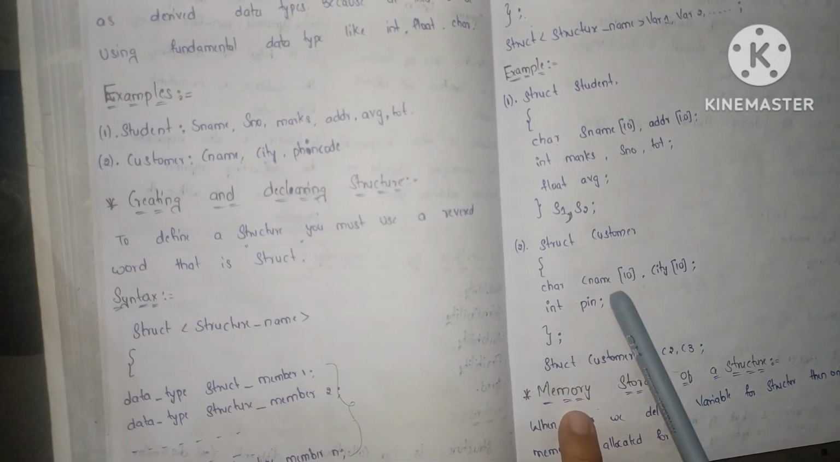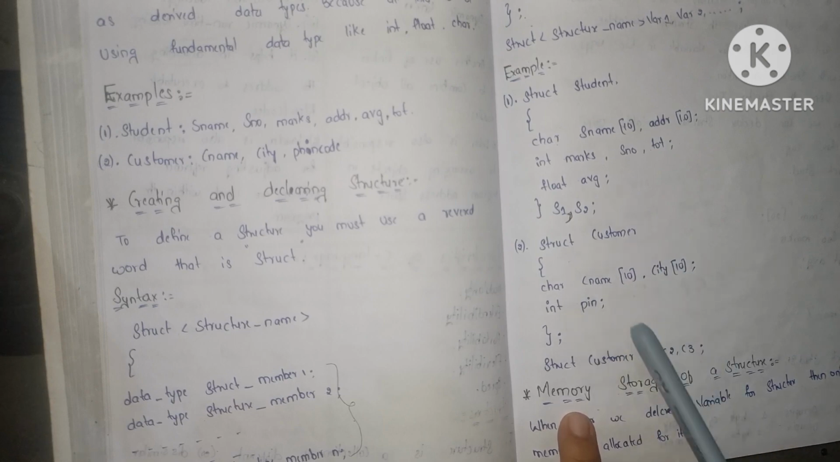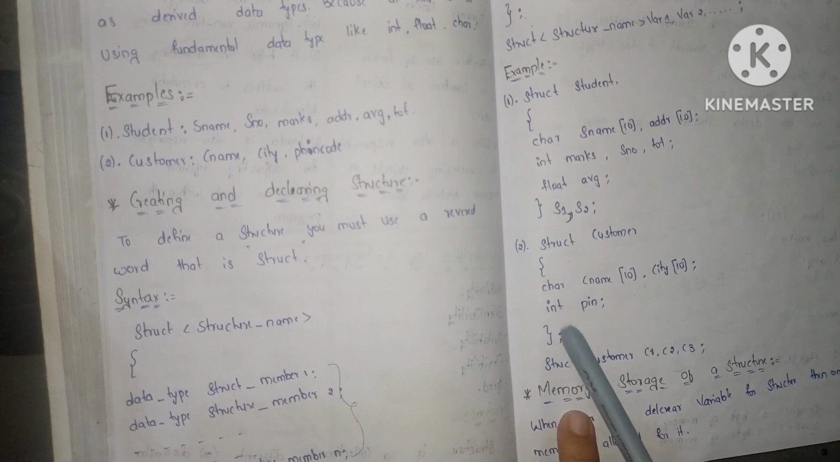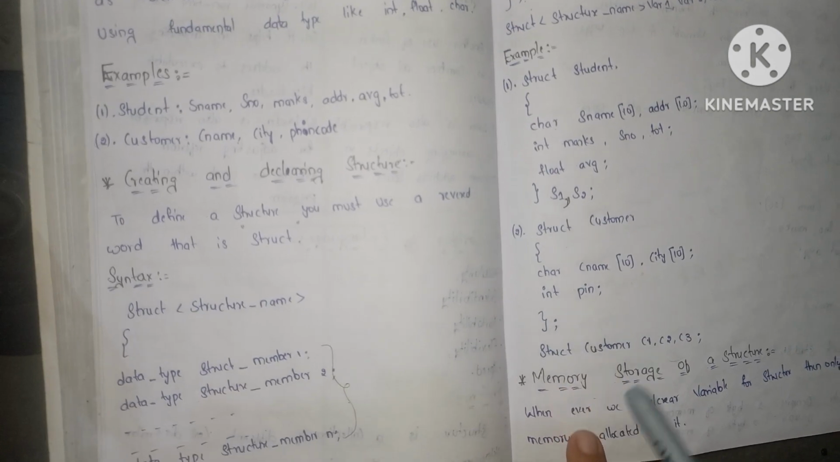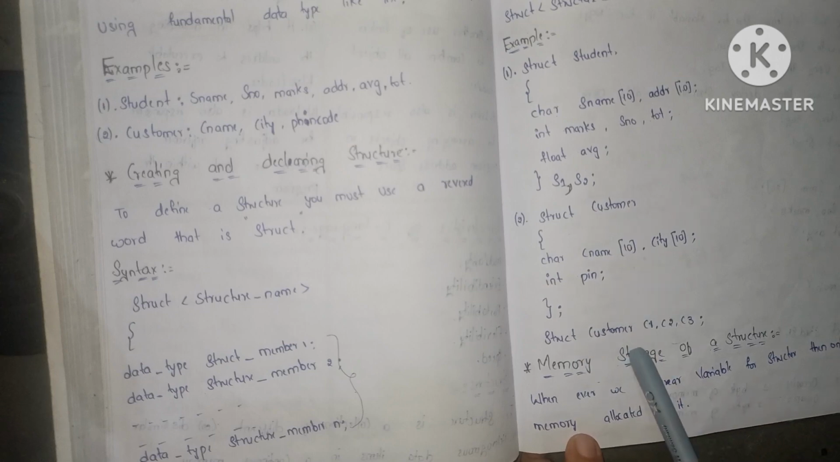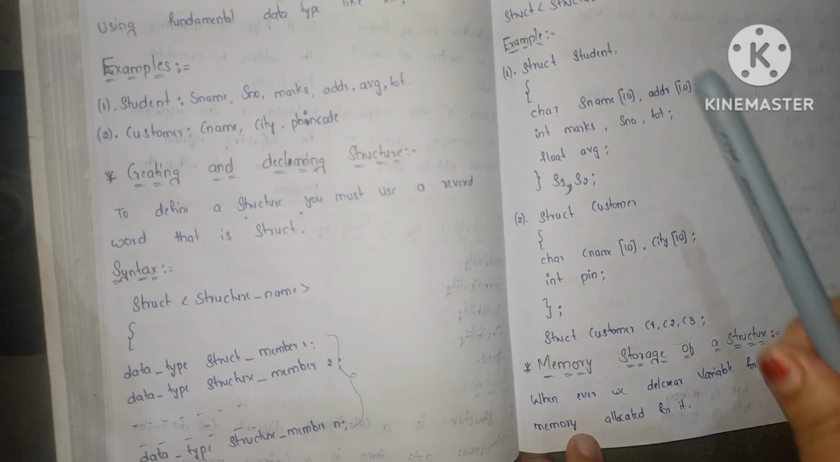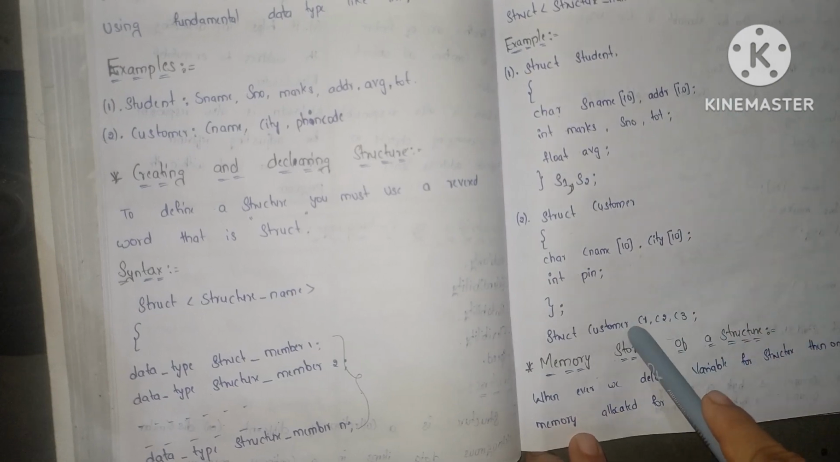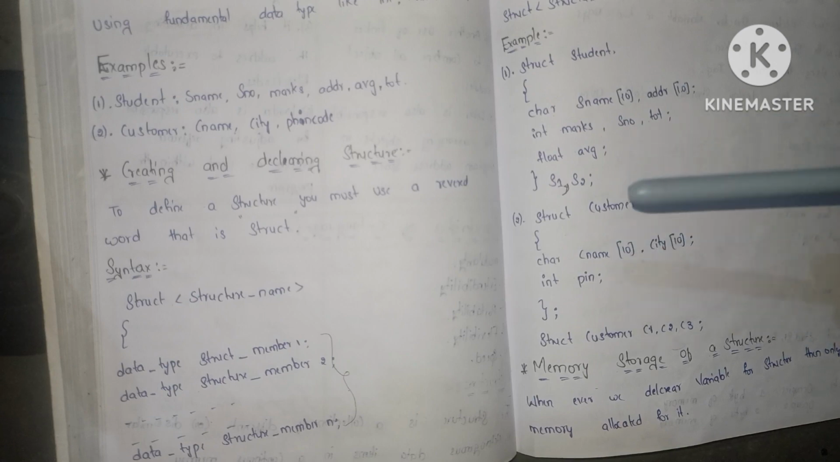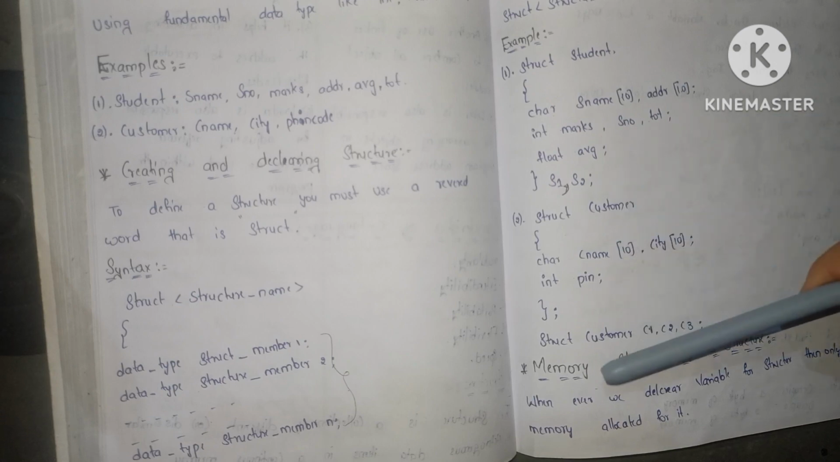One more example is struct customer. Again, C name and city are character data types, and pin is a number. Then close the curly bracket, semicolon. There I finished my structure definition. In the next line I am creating variables: struct customer C1 comma C2 comma C3. That means three different customer variables are created for this structure. So this is the declaration of a structure.